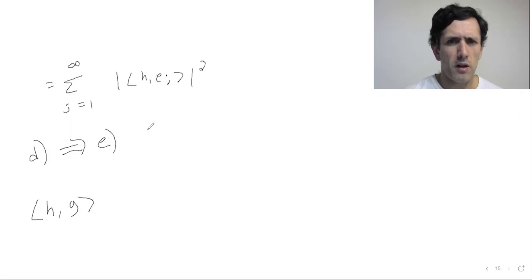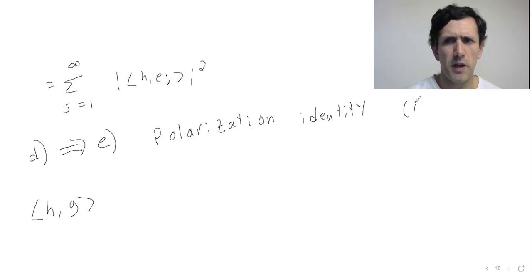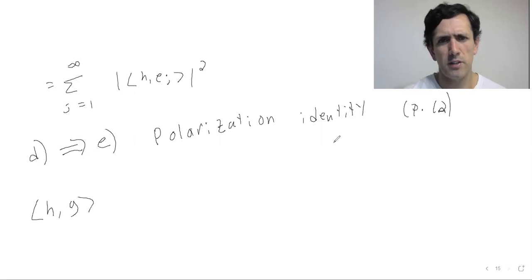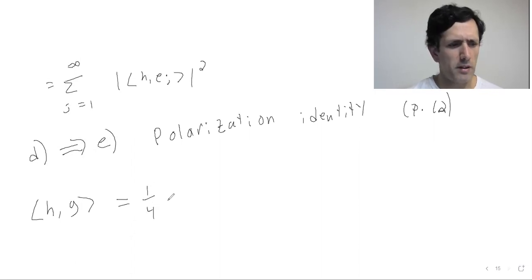Okay, so one can check that the following is true. And this is called the polarization identity. This is in the book on page 12. It's true for any inner product space. It's just a direct calculation, there's no subtlety whatsoever. So we can write the inner product in terms of a norm. You just literally expand everything out.